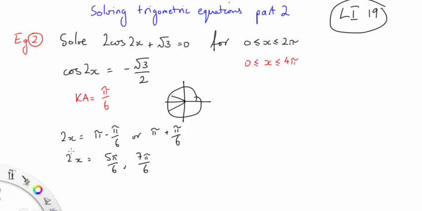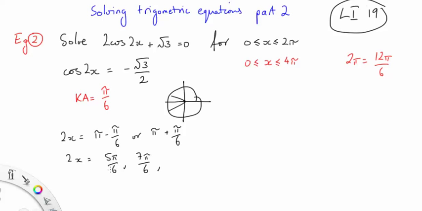Now what I need to do is keep adding 2 pi to each of these numbers until I hit 4 pi. So let's keep adding 2 pi. I'll make a quick note that 2 pi is equal to 12 pi on 6, right? So we're going to keep adding 12 pi on 6 until we hit this 4 pi, like the wall, 4 pi.